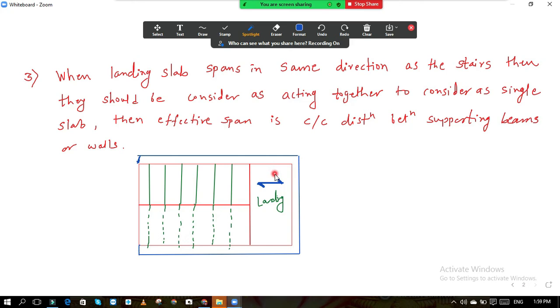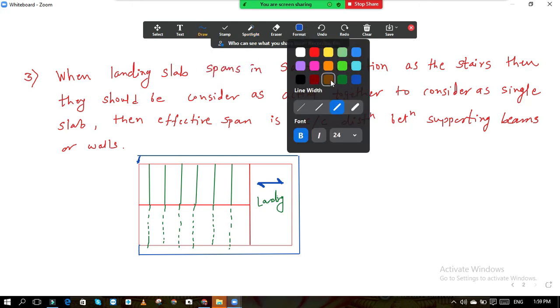But if the steel in the landing is provided parallel to this smaller side, then the direction of the spanning of the landing and the direction of the spanning of the staircase is the same, and they will be in the same direction. Okay. So in this case, what they have told us is that the effective span is the center to center distance between the supporting beams or walls. Okay. So here, what is the supporting distance, center to center distance?